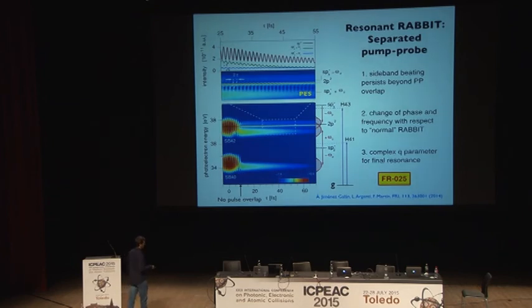But another aspect peculiar to a resonant RABBIT is the fact that the two-photon signal persists even when the pump and the probe pulses do not overlap. But more interesting, if we look at the upper sideband, we see that not only the signal persists, but a beating also persists.